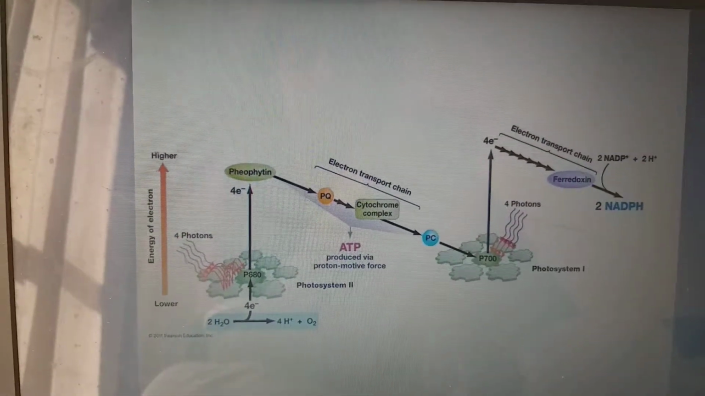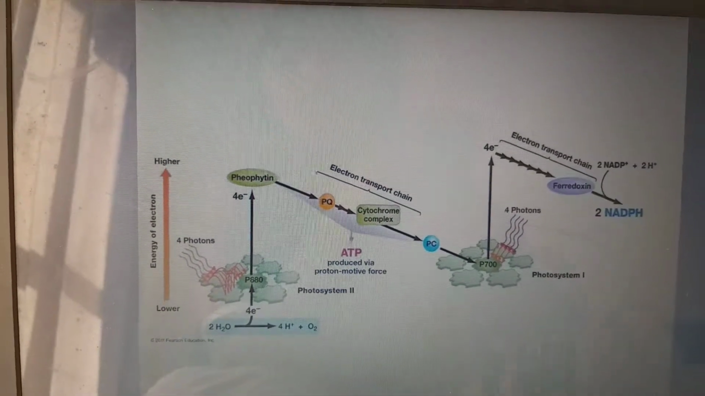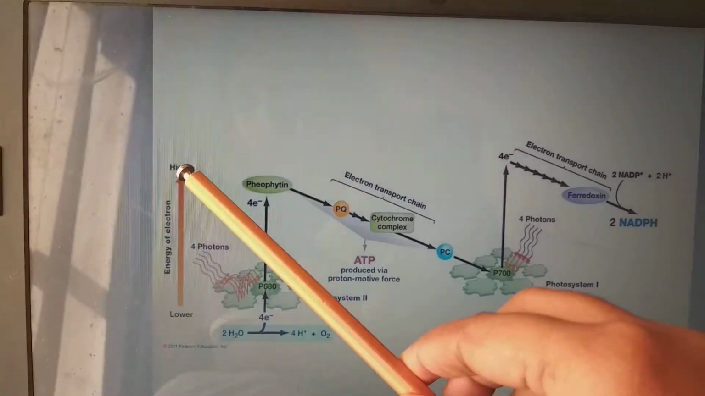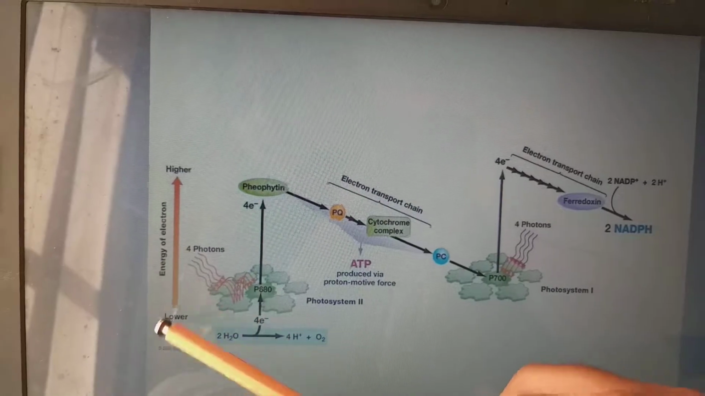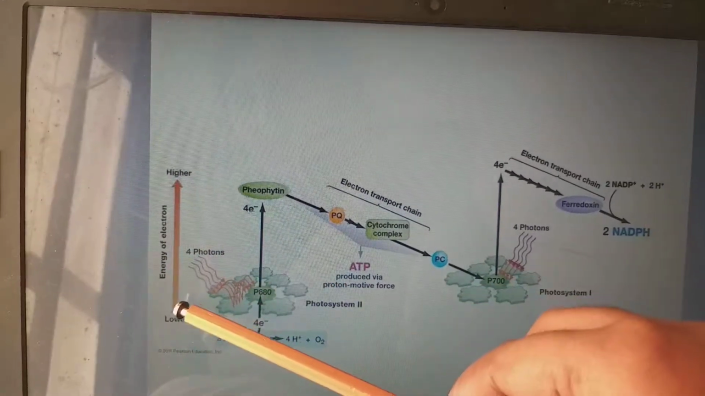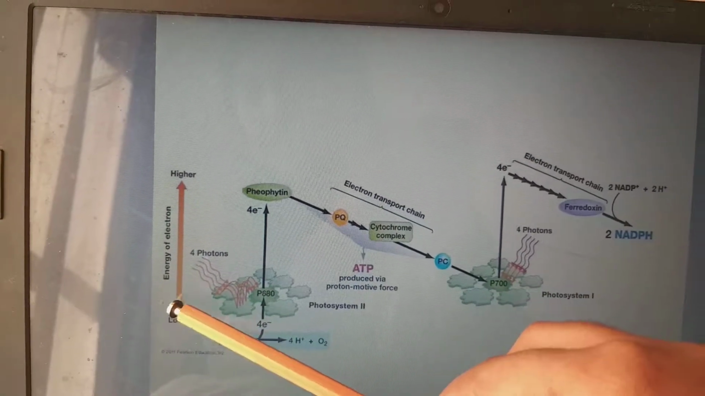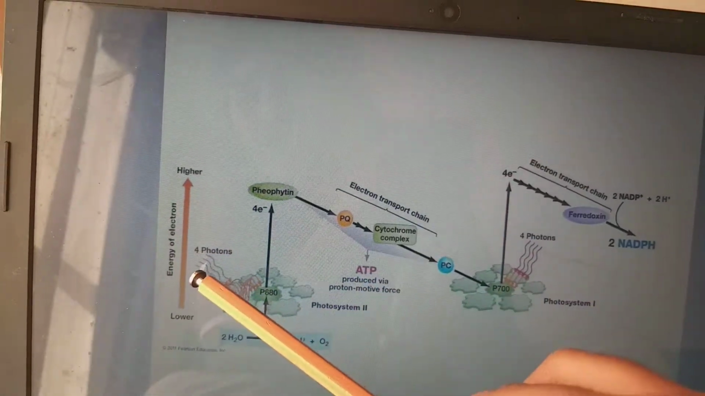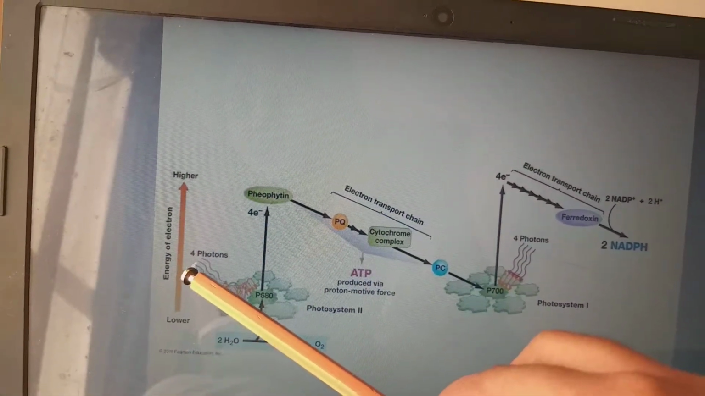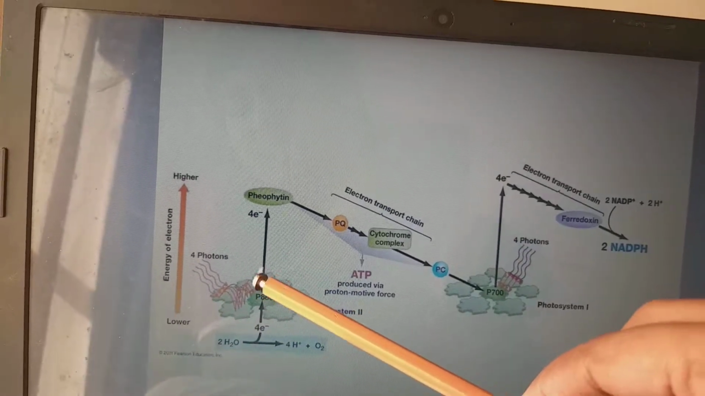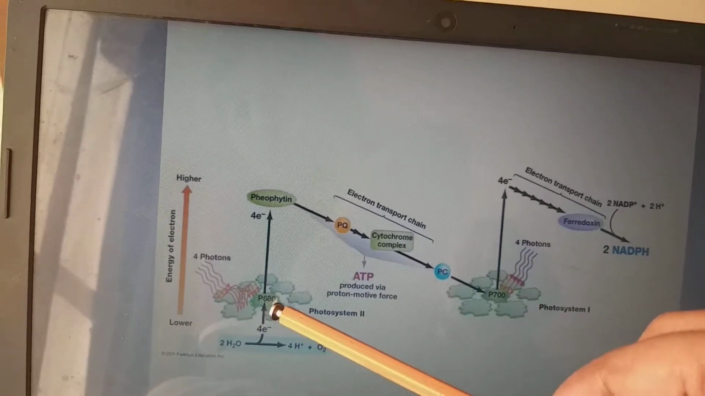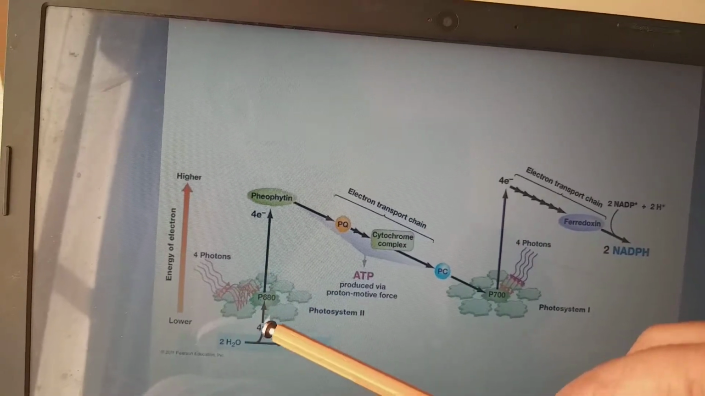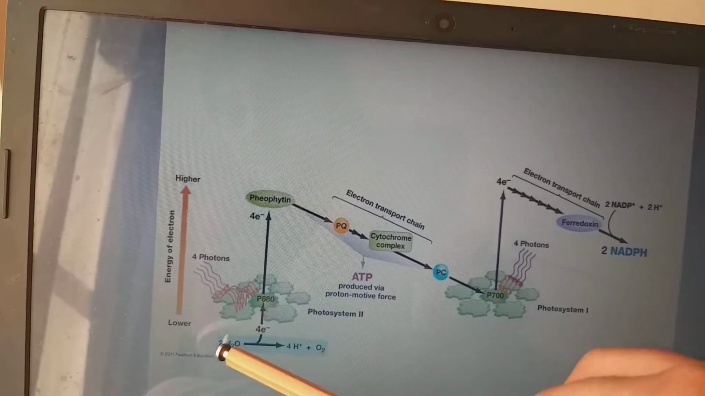Okay, and this is one more picture which is going to explain the electron transport chain. Higher energy, higher to lower, and how lower to higher it is being converted. Initially the energy of the electrons is very low, and it is converted to higher. So 4 photons will hit photosystem 2 with a wavelength of P680, and from here 4 electrons are coming from the water.